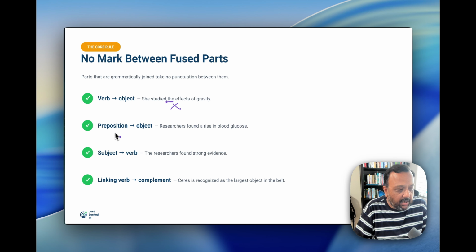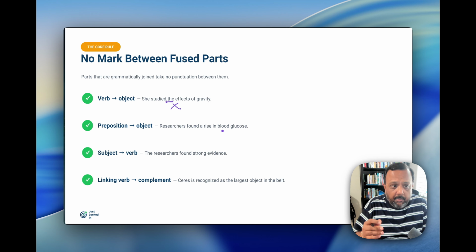Okay, so similarly, preposition and an object. For example, researchers found a rise in blood glucose. So don't put a comma after researchers found a rise in, comma, blood glucose. So sometimes while talking, for emphasis, we may leave a pause, a brief pause after rise in. Like for example, researchers found a rise in blood glucose. Okay, so maybe we talk like this to give an emphasis, right? But that doesn't translate into a comma when you write. Okay, so therefore there's no comma between a preposition and an object.